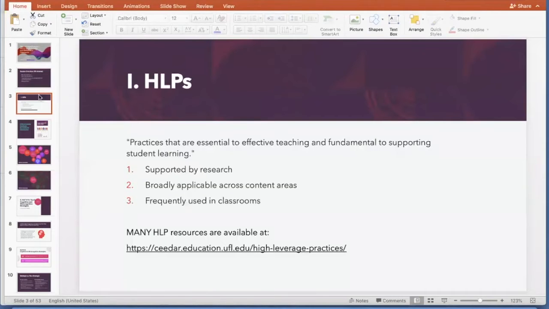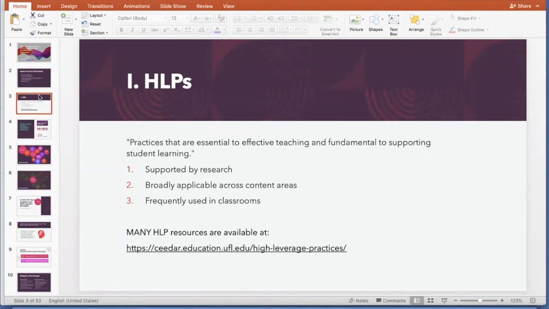So HLPs are basically a group of practices that a big group of professionals agreed are essential for effective teaching for all students. They're supported by research. They're broadly applicable, so they're not specific to any content area. They span all the content areas. And they're things that you use all the time, all day, every day.